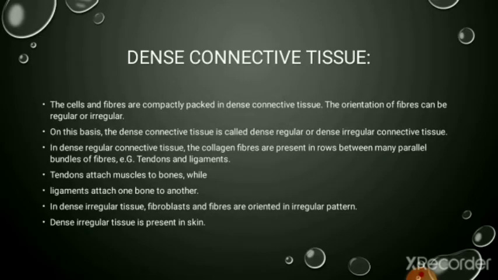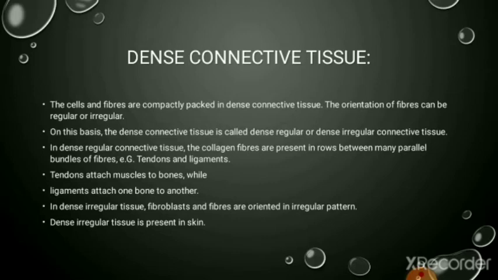The next kind of connective tissue is the dense connective tissue. The cells and fibers are compactly packed in dense connective tissue. The orientation of fibers can be regular or irregular. So in this type of connective tissue, the fibers are arranged compactly, tightly packed with each other. Their orientation may be regular or irregular. On the basis of how the fibers are arranged, they may be arranged in a regular manner, side by side or end to end, or they may be arranged in some irregular manner. So there are two types, regular and irregular.